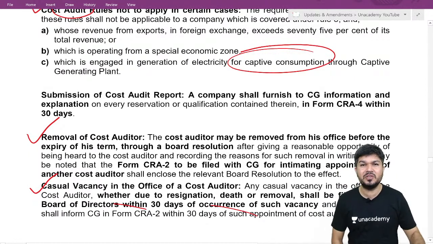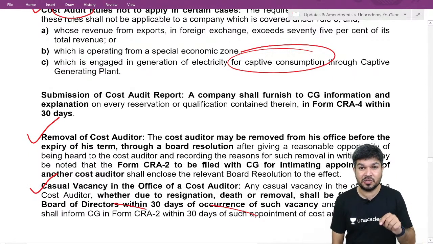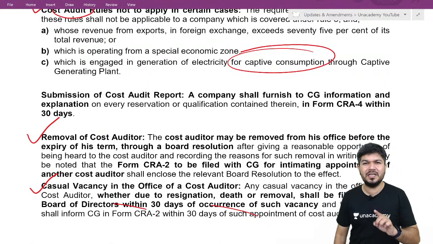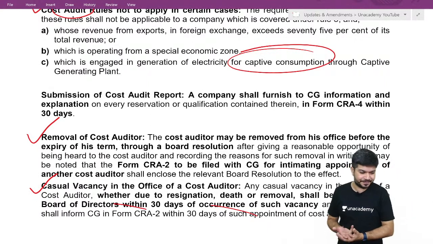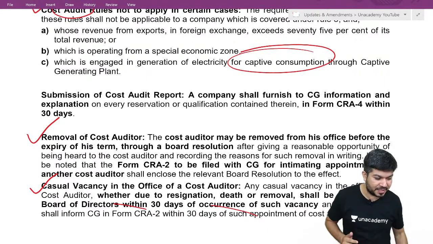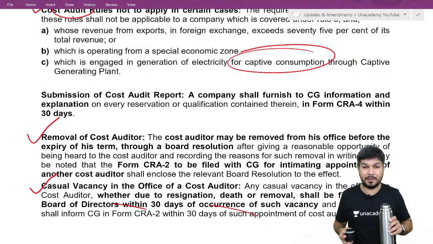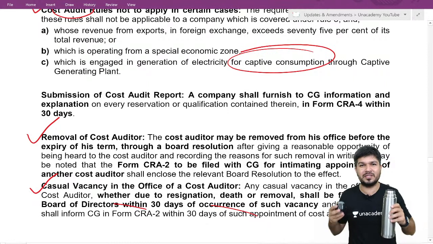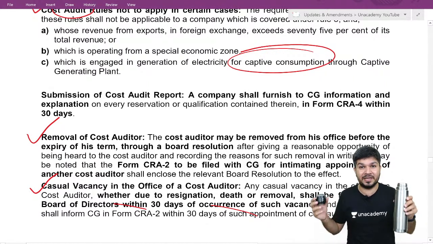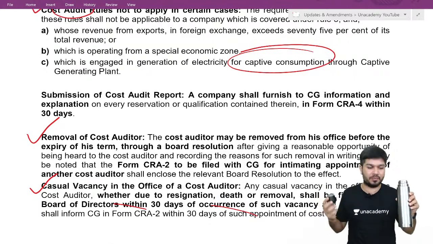Sir, if the casual vacancy is due to resignation, would we need an approval of shareholders over here? Answer is no. For appointing a cost auditor, even though it's due to resignation, anything, it doesn't matter. It's always the board of directors. Shareholders' approval is not required.